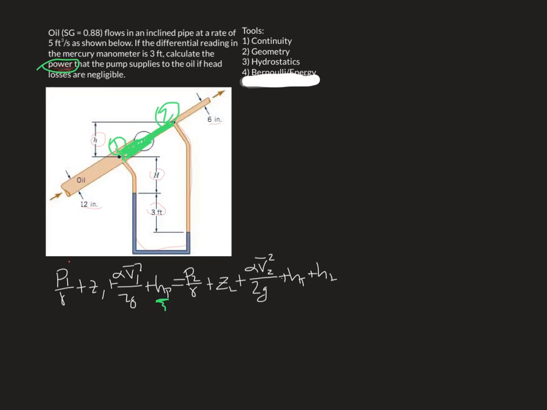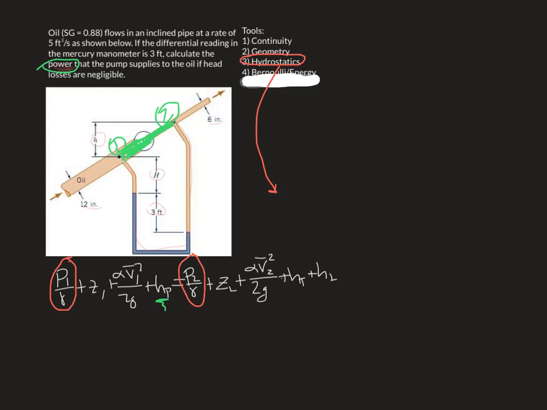Let's start looking at that. Here are the first terms, P1 and P2. I can't necessarily get at those; I don't know what they are. I know they're not zero. They're not atmospheric because it's inside of a pipe. But with hydrostatics, we can drive at that. So I'm going to go down here and solve for that.